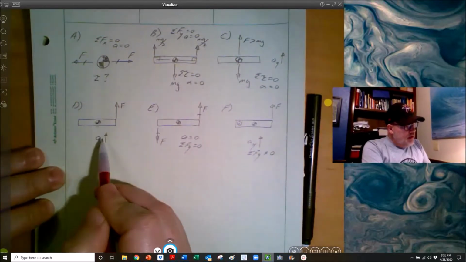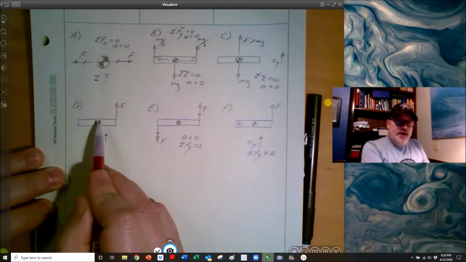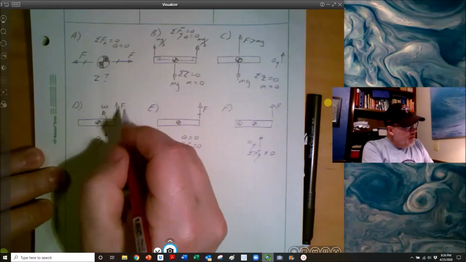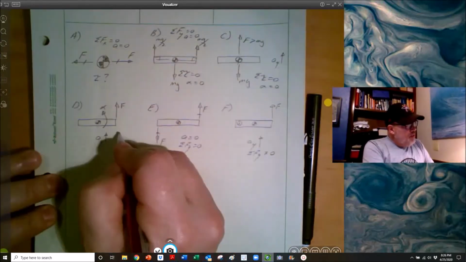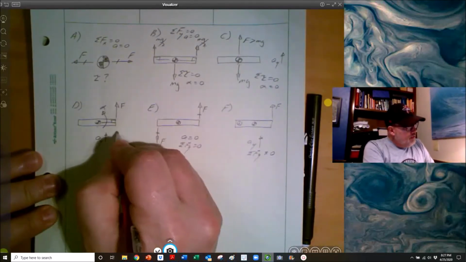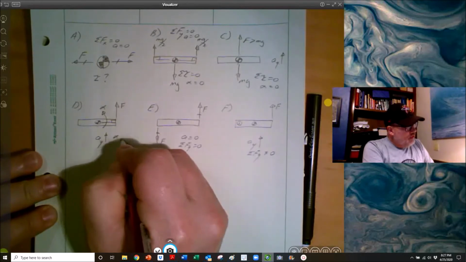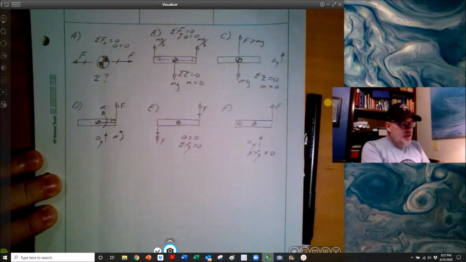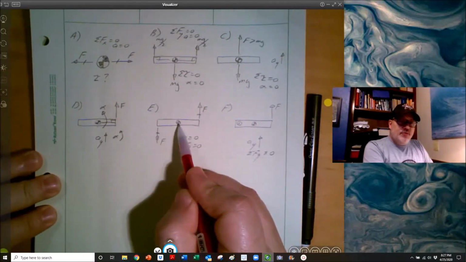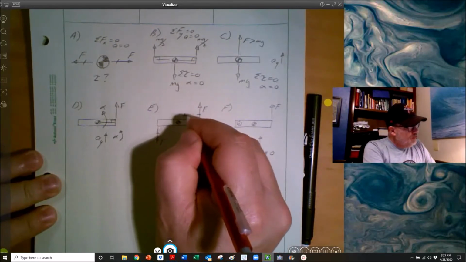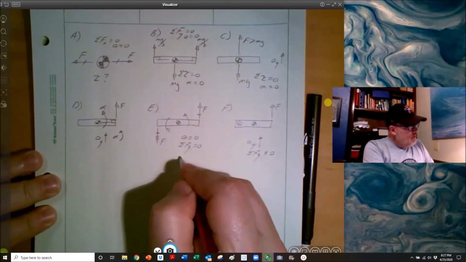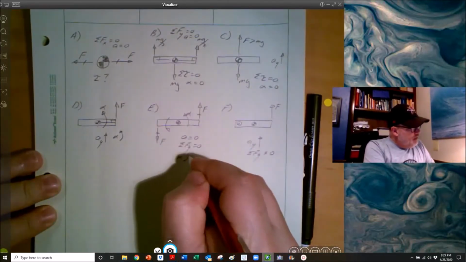Now this one, it's going to accelerate upward translationally, but it will also rotate, because it has a torque about its natural pivot point. So it will have an alpha counterclockwise. This one right here, it will not try to translate. So the center of mass will stay put, but this force is going to try to rotate it. This force is going to try to rotate it. And so both of these are in the same direction. So we're going to have an alpha counterclockwise.